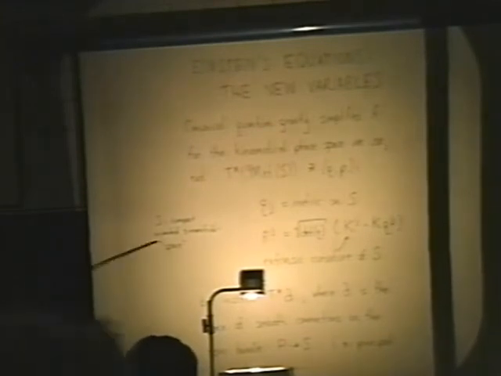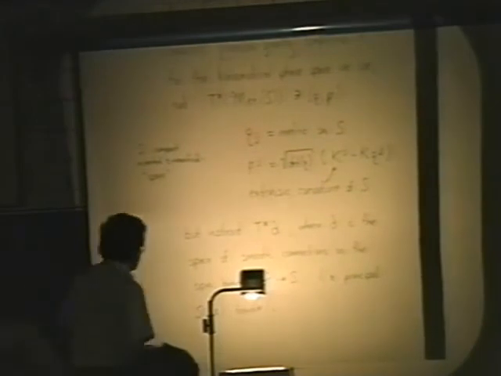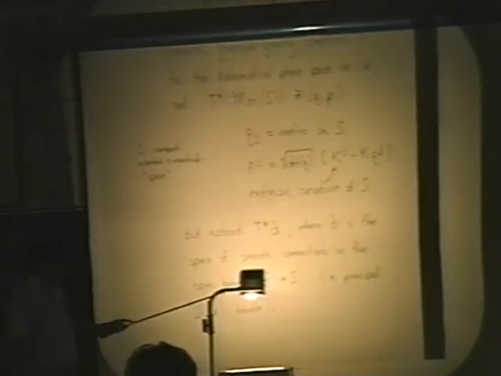So S is going to be a compact oriented three-manifold here. So we're not going to do that anymore. Instead, we're going to take as our kinematical phase space the cotangent bundle of the space of connections. Connections on what bundle? Well, on the spin bundle of our three-manifold.